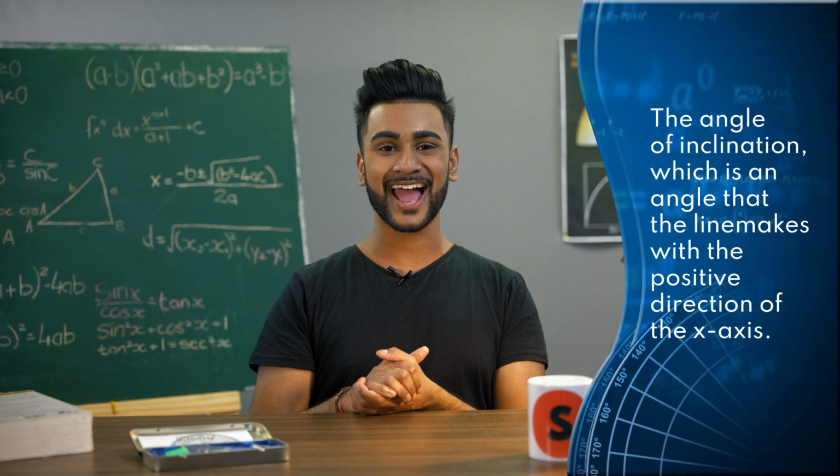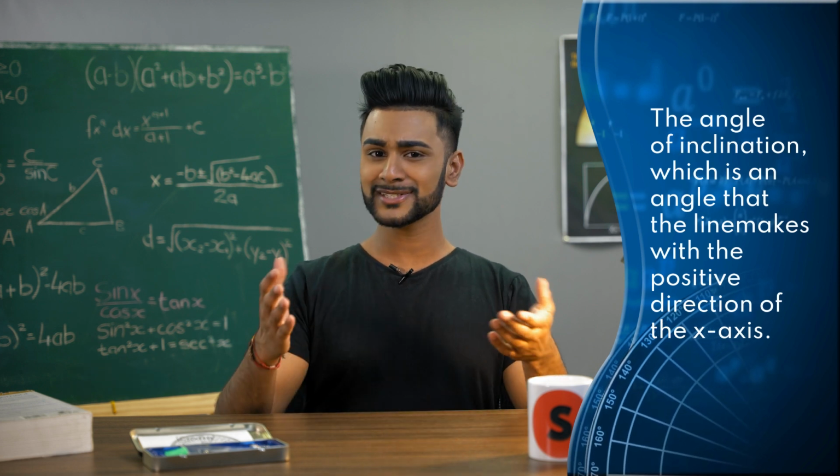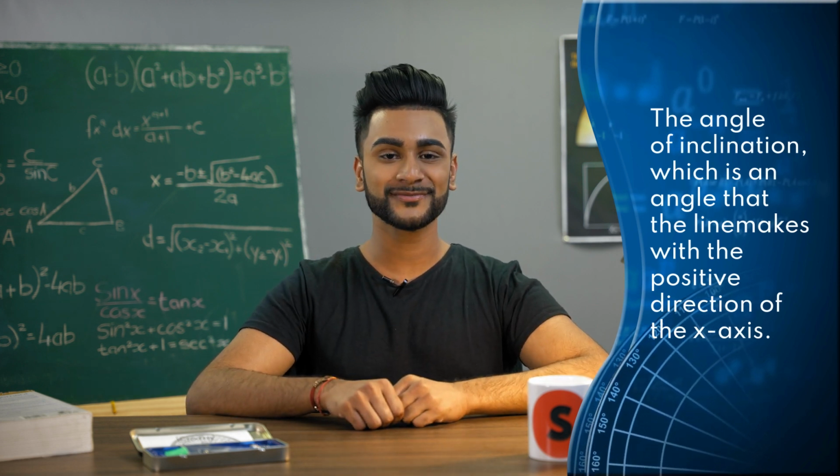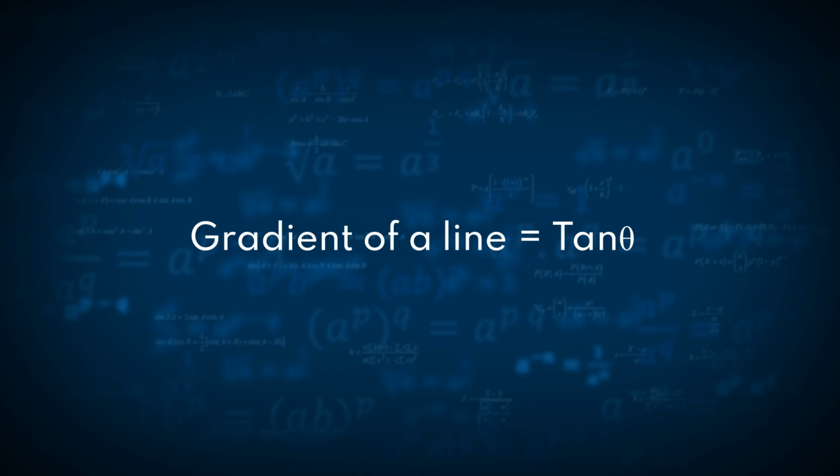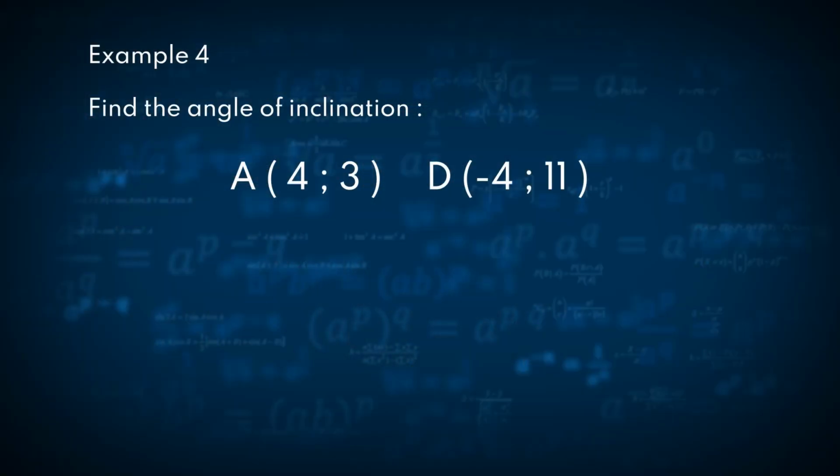Now let's talk about the angle of inclination, which is the angle that the line makes with the positive direction of the x-axis. To calculate the angle of inclination, we will say the gradient of a line equals tan theta. Let's do an example, shall we? Find the angle of inclination, given 2 points, A(4; 3) and D(-4; 11). Now note that to find the angle of inclination, we must first find the gradient of the line AD. You know how we do it?